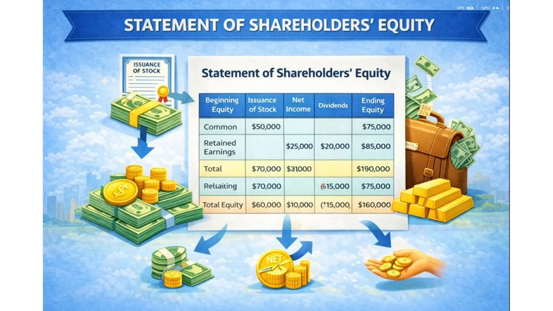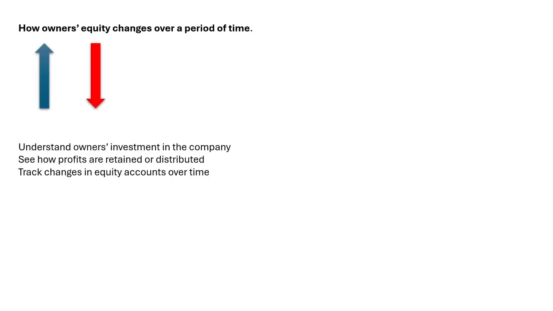In this lesson, we're going to talk about the statement of shareholders' equity. It's the last statement in the financial statements, and with it, we're going to reach the end of the accounting cycle. The statement of shareholders' equity tells us how owners' equity changes over a period of time by increasing or decreasing.